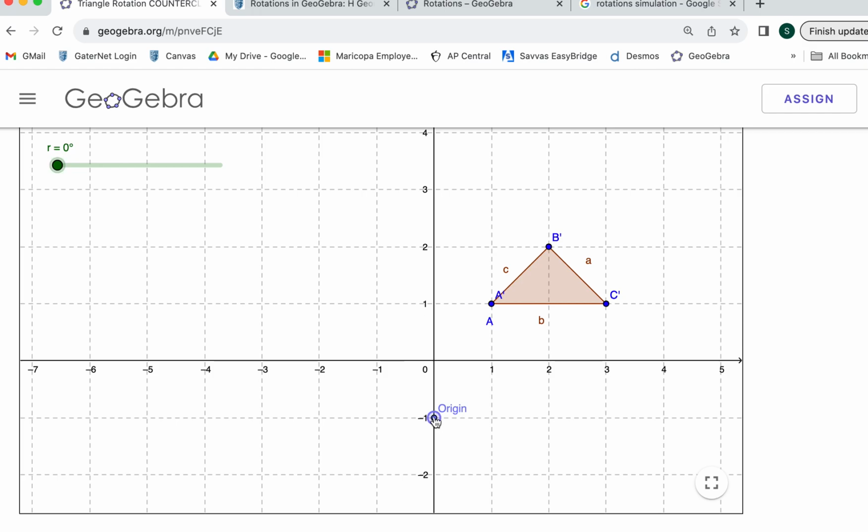Let me go ahead and change the center of rotation. It is the origin. And notice how the triangle wants to go around the circle. If I change the center's location, I can even change the size of the triangle. And again, the triangle wants to go around the center of rotation.